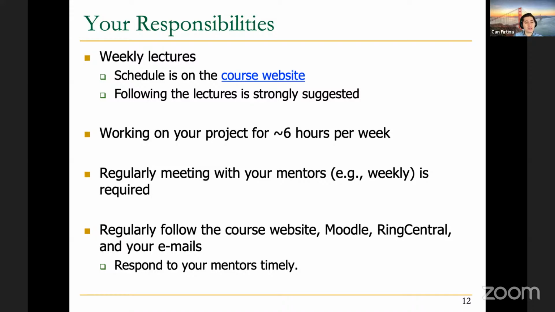You should be working on your project regularly, on average perhaps 6 hours per week. But of course, we know that it's not always possible to work 6 hours. Sometimes it's going to be perhaps less than 6 hours, maybe more than 6 hours. But it's important that you work on your project regularly so that you can show some regular progress to your mentor, right?